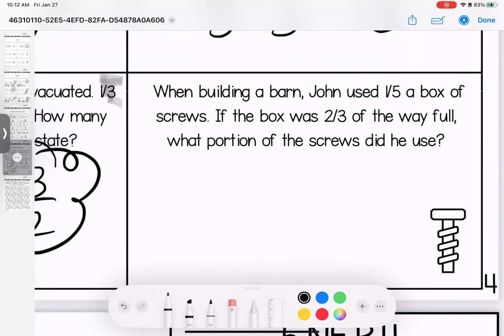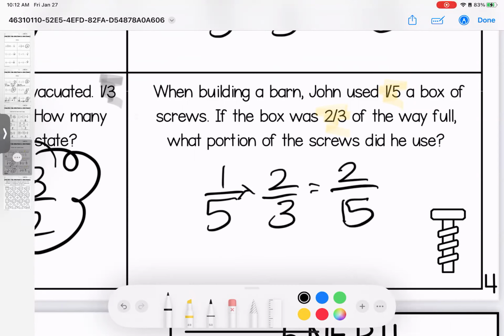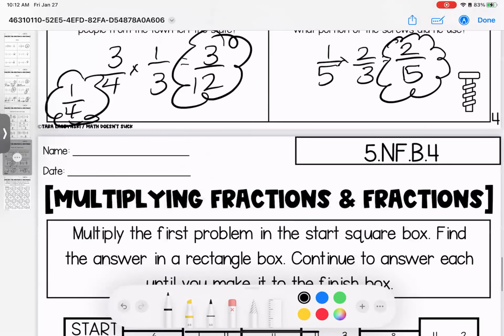When building a barn, my friend John used 1/5 of a box of screws. If the box was 2/3 of the way full, what portion of the screws did he use? We have 1/5 times 2/3. 1 times 2 is 2. 5 times 3 is 15. He used 2/15.